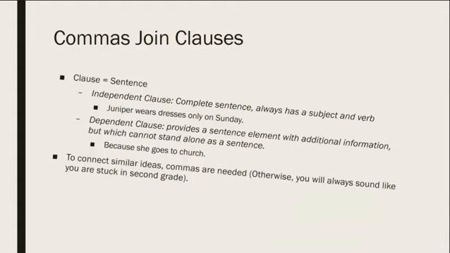In an independent clause, like we have the example here, it says Juniper wears dresses only on Sunday. Again, it's got a subject and a verb, so we know it's an independent clause. The dependent clause also has a subject and a verb in there, she and goes, but it has this other word tacked on at the beginning, because, which throws the whole thing off. So to connect these two ideas together, we're going to have to do some stuff.